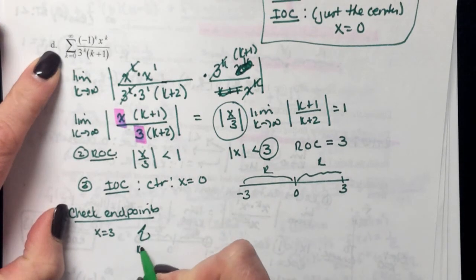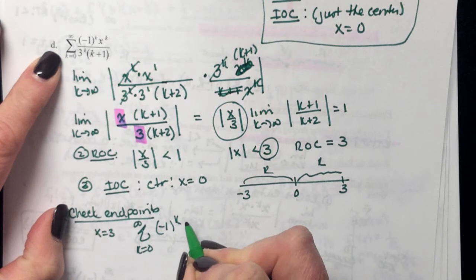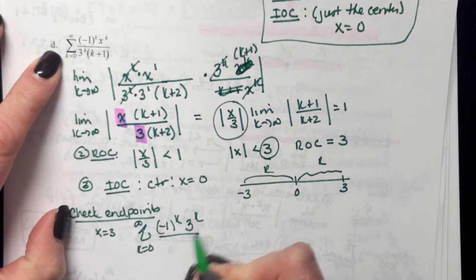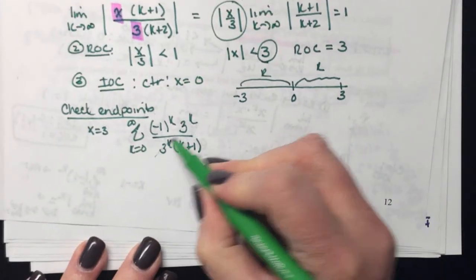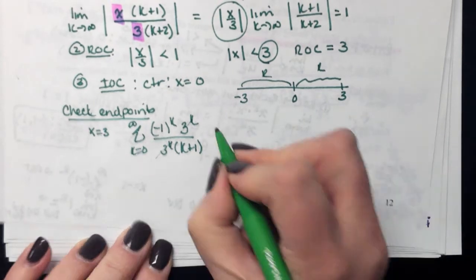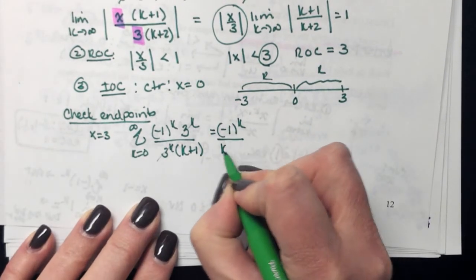So I have the sum from k equals 0 to infinity of -1 to the k, 3 to the k, all over 3 to the k times k plus 1. And again, I can simplify because I can cross out the 3 to the k's. So I'm left with -1 to the k in the numerator, all over k plus 1.